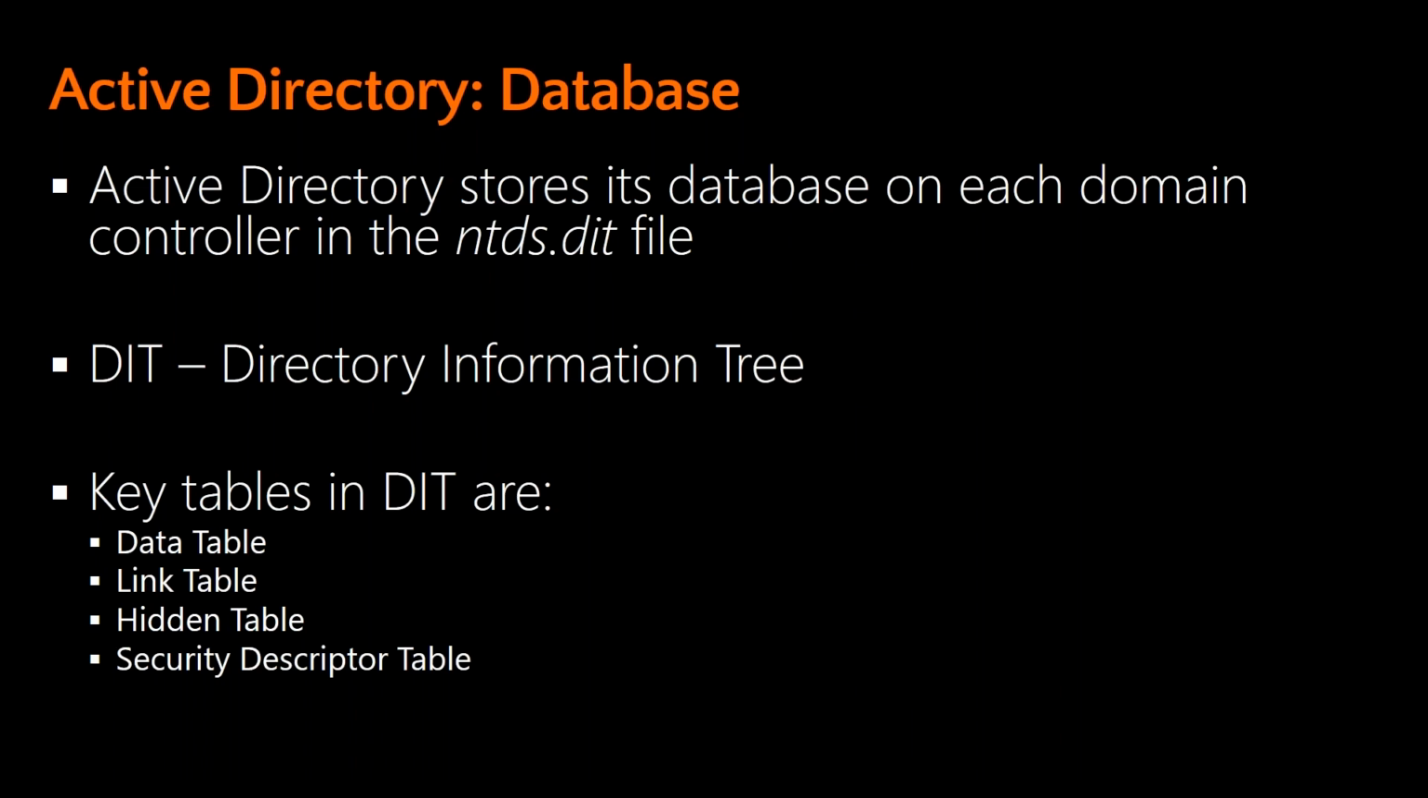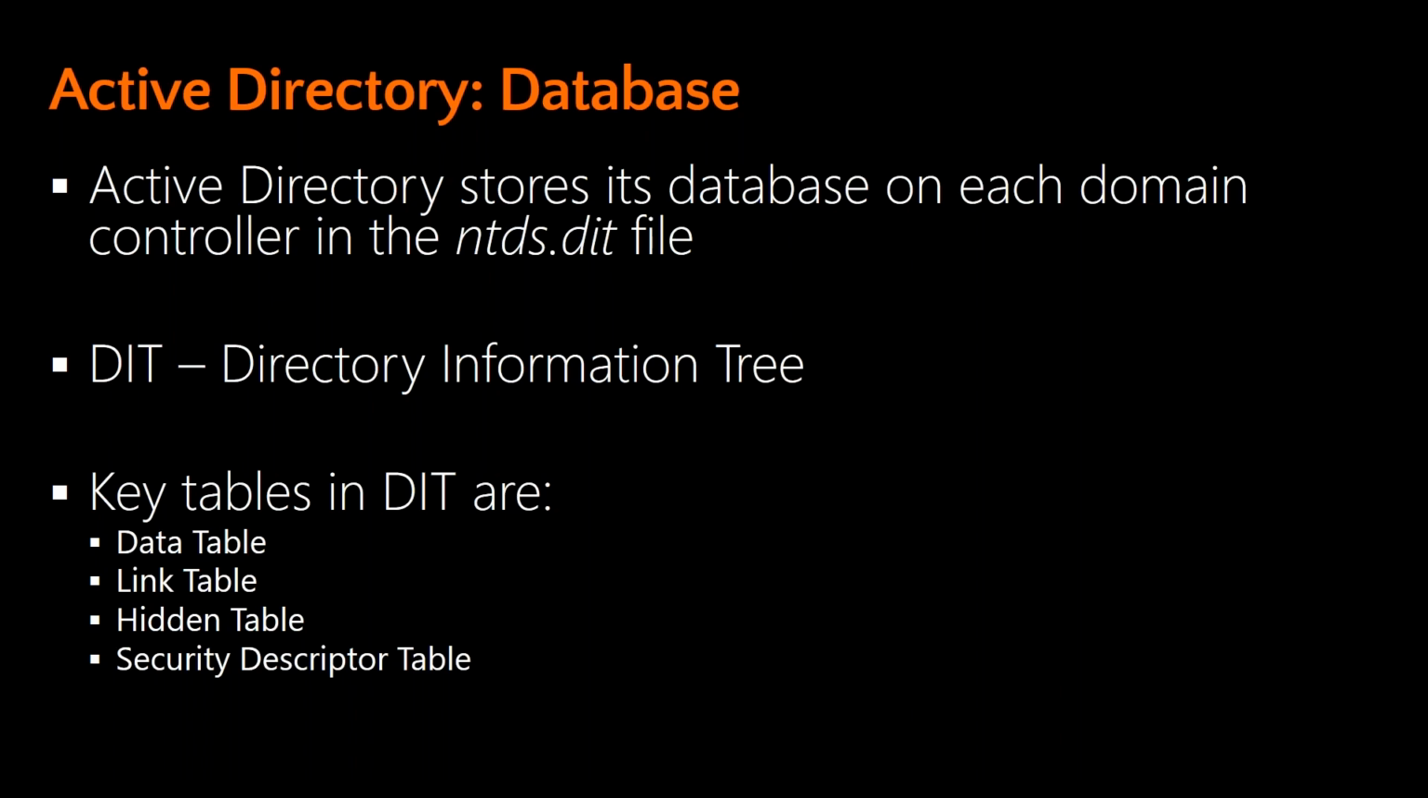And finally, we've got the security descriptor table, which was introduced in Active Directory 2003. In this table, we keep ACLs, so access control lists, related to Active Directory objects, and also their checksums, which is important for the replication process. Before Windows 2003, ACLs were stored in the data table. Okay, what is the structure?